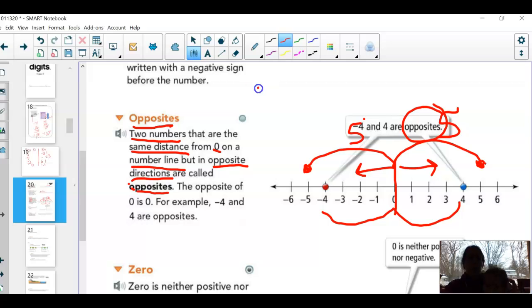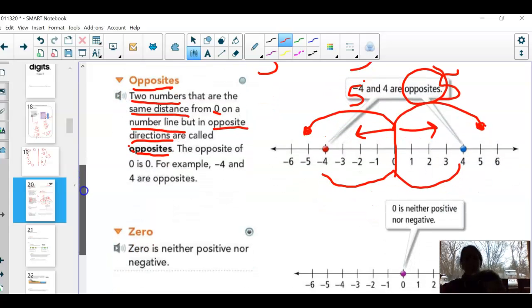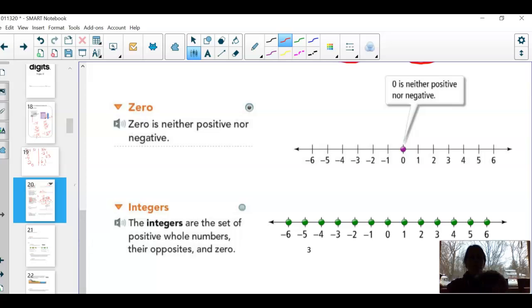What is the opposite of 3? ¿Qué número es el número opuesto de 3? If you said -3, you were correct. Okay, so those are opposites. If I owe $3, that is -3. If I have $3, that would be +3. 0 is neither positive nor negative. 0 no es positivo ni negativo. Okay, 0 es 0, 0 is 0.